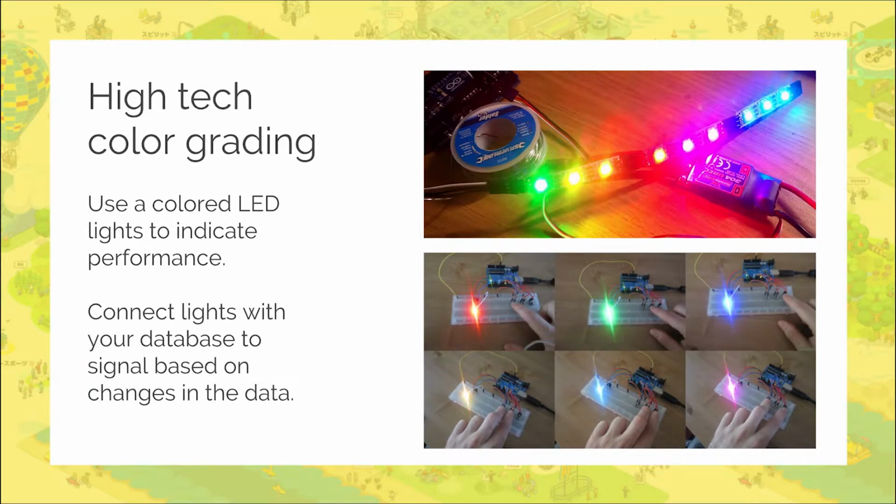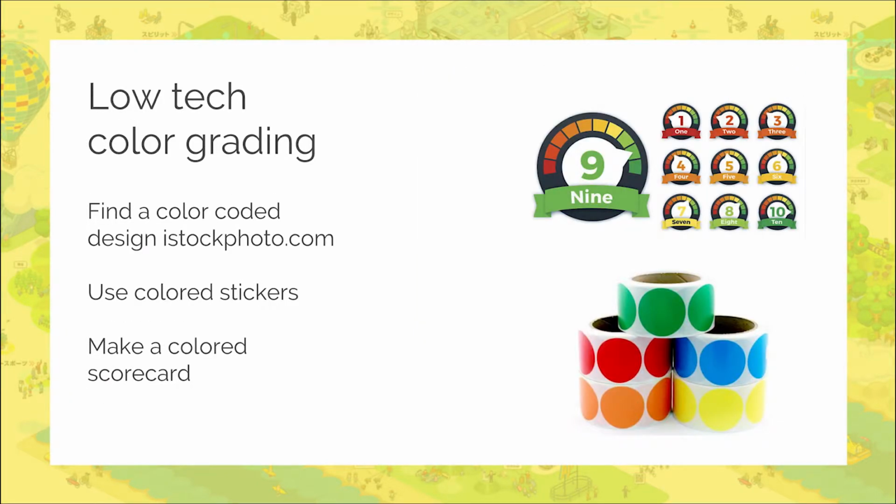If you've got a good idea for using high-tech colour grading, you can use coloured LED lights to indicate performance. You can connect the lights with your database and then make the lights signal based on changes in the data. This is actually not that hard to do with simple electronics that you can buy, such as a set of LED lights, a soldering iron, and an Arduino microcontroller. And you can do easy low-tech colour grading.